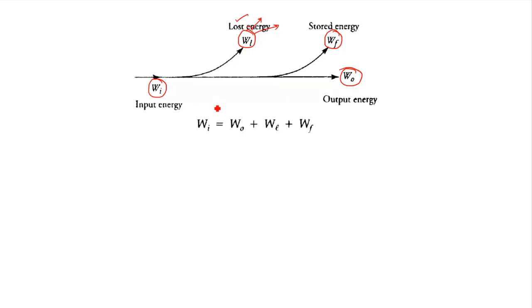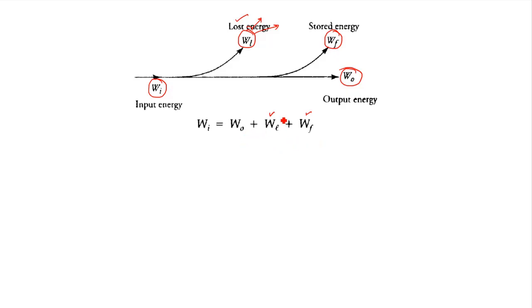Okay, now we can see the equation, that is Wi is equal to Wo, that is output energy, plus lost energy, plus Wf, that is the stored energy in the magnetic field, because the magnetic field acts as the medium where the conversion takes place from one form of energy to another form of energy, right?